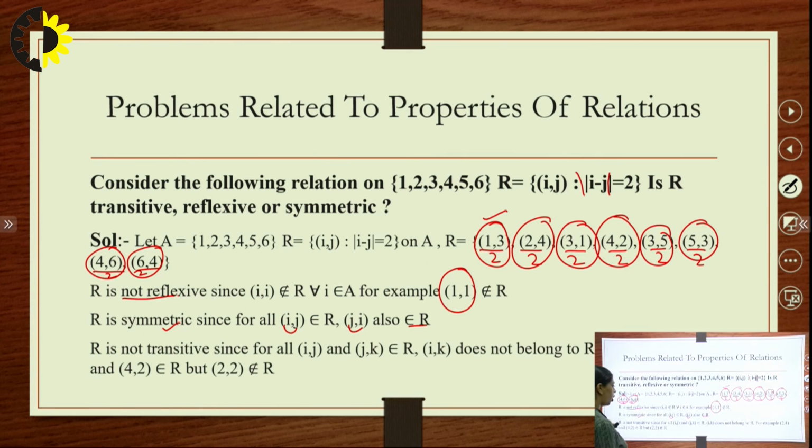It is not transitive, since for i, j and k, (i, j) and (j, k) belonging to R, (i, k) does not belong to R. For example, (2, 4) is a member, (4, 2) is a member, but (2, 2) is not a member of the relation because it does not satisfy these conditions, right? So the relation is not transitive for this type of relation.